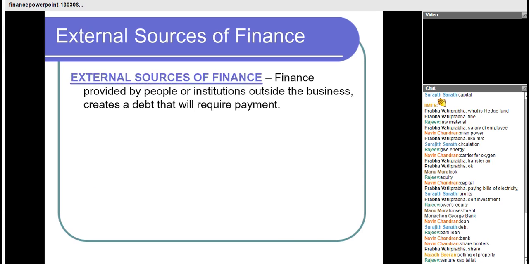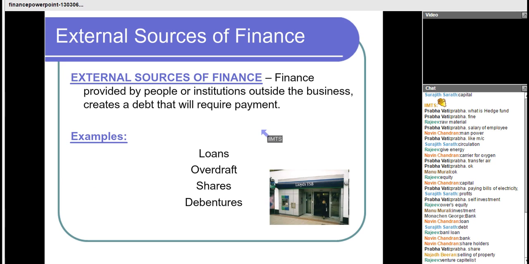Then external sources are those which are taken from outside, from a third party. So examples are loans, overdraft, shares, debentures, everything. What is overdraft? Anybody knows overdraft? Have you heard this term, overdraft?